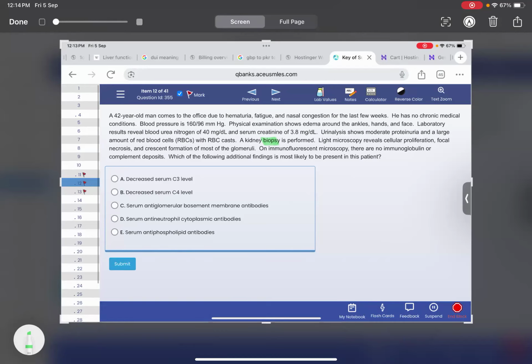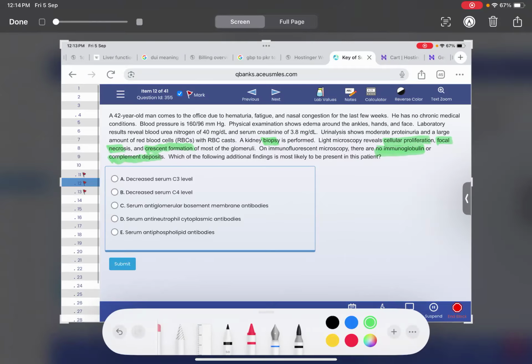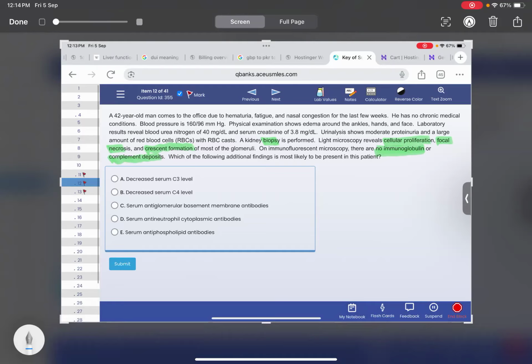So we have cellular proliferation on biopsy. We just jump to the high yield points. The biopsy is very important in such questions. We have focal necrosis, crescent formation, and no immunoglobulin or complement deposits. I think you got your answer very easily. What is the condition? RPGN, right? Rapidly progressive glomerulonephritis.